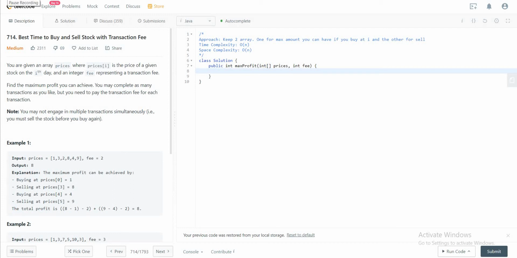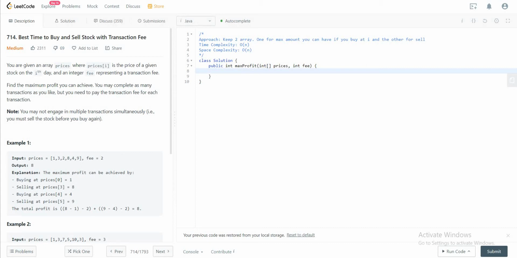Today we're looking at question 714, best time to buy and sell stock with transaction fees. The way we'll be approaching this problem is by having two arrays, one for buy and one for sell, and each index within both of these arrays will represent the max amount that we will carry if we buy at that particular point or if we sell at that particular point.